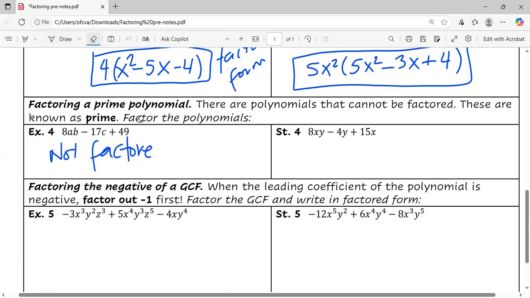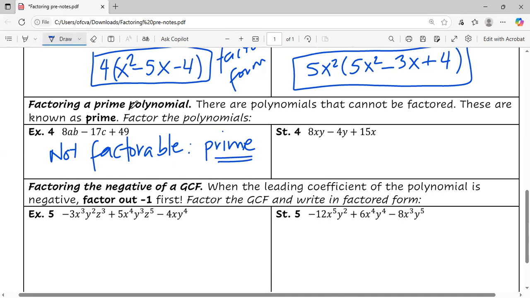Oh, wait. Not factorable, guys. I don't spell. I do math. I do numbers. Not factorable. There we go. So the response or the answer that you write is just the word prime.